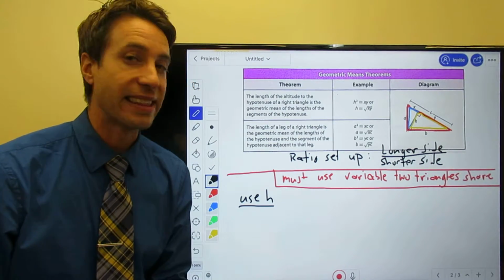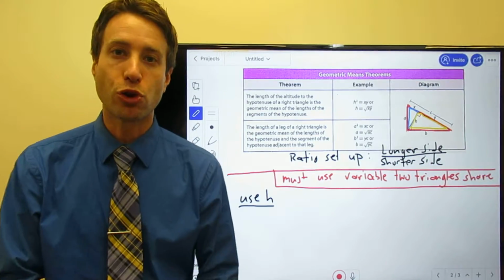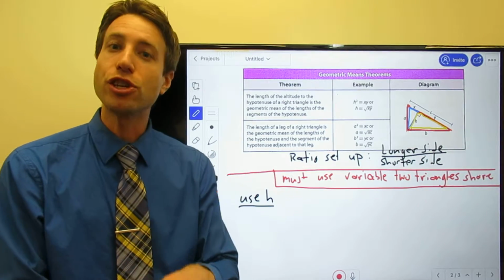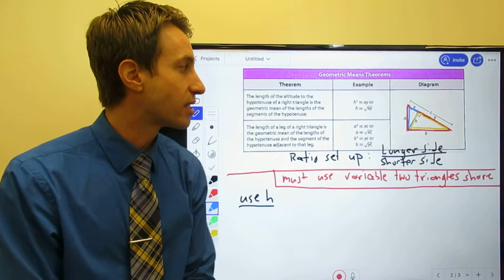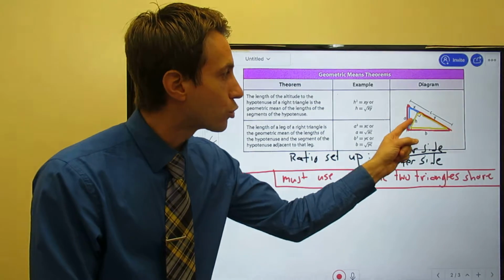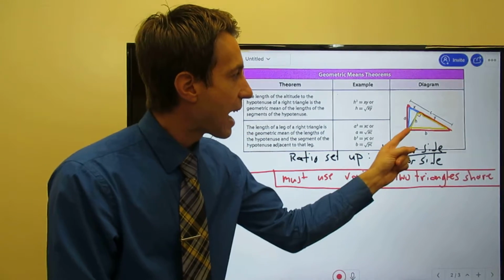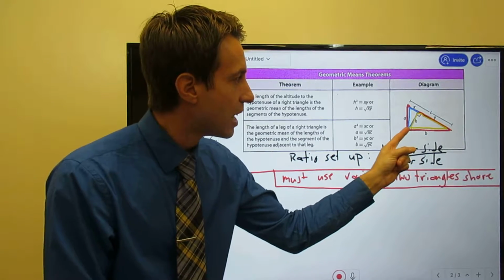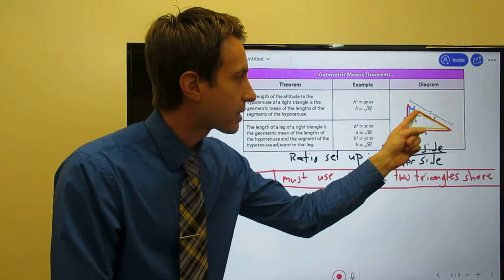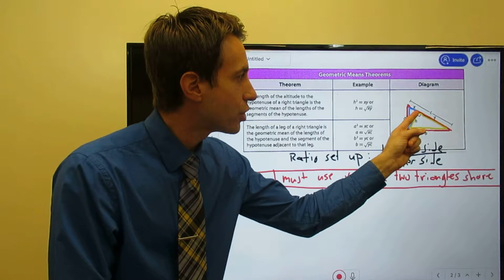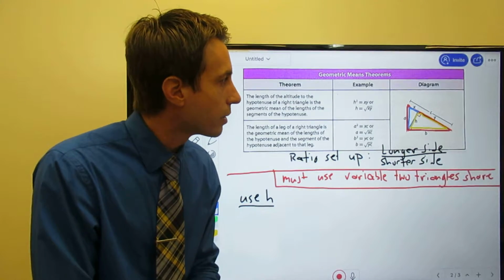So let's go ahead and set up our proportions. First, for the blue triangle. Now remember, I want to use the longer side on top of the ratio and the shorter side on the bottom. So in the blue triangle, I take a look at my sides, and here's what I've got. I have side h, and then let's just say that we use side x. All right, so I'm going to use side h and side x. Now, which of those is the longer side?